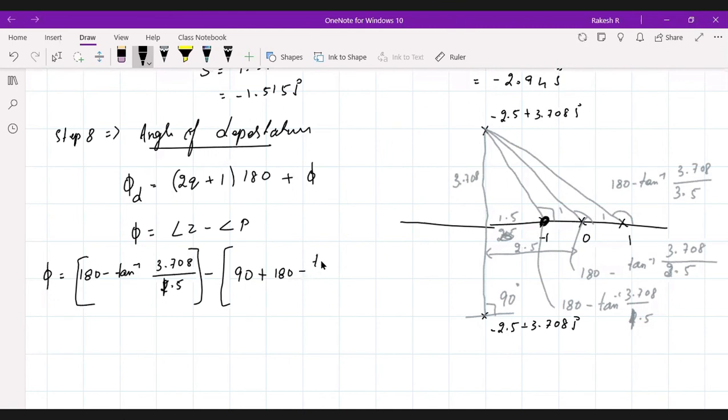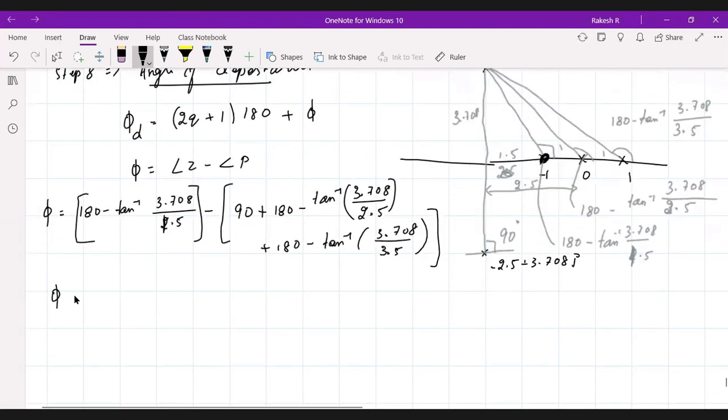minus tan inverse of 3.708 divided by 2.5, plus 180 minus tan inverse of 3.708 divided by 3.5. Just check whether whatever we have written is right or not. Find out the angle of 5. What is the angle of 5?